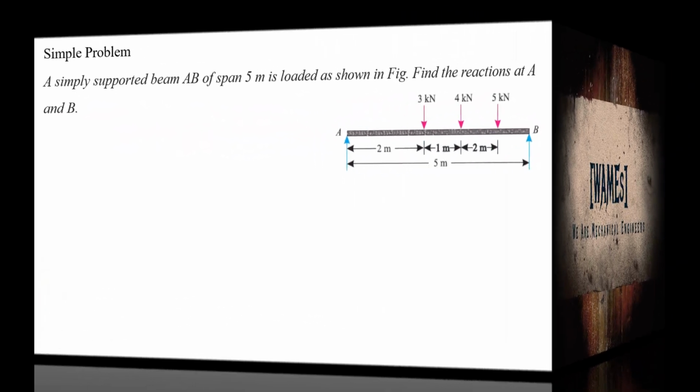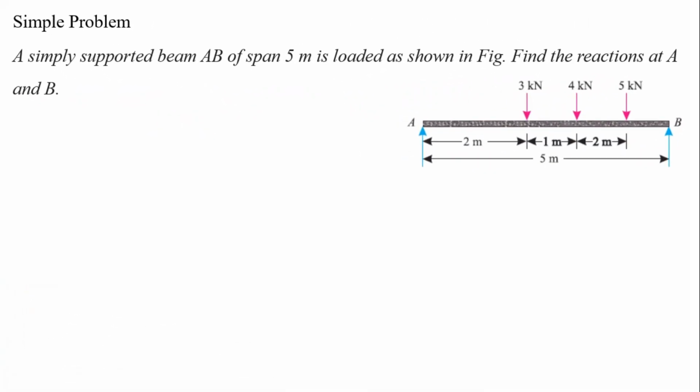In this video we are going to discuss simple problems in beams. It's a small problem. A simply supported beam AB of span 5 meter is loaded as shown in the figure. Find the reactions at A and B. So now we are going to calculate the reaction forces at A and B.